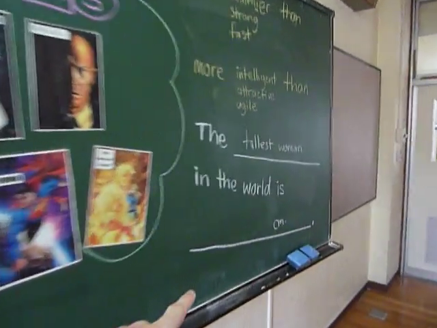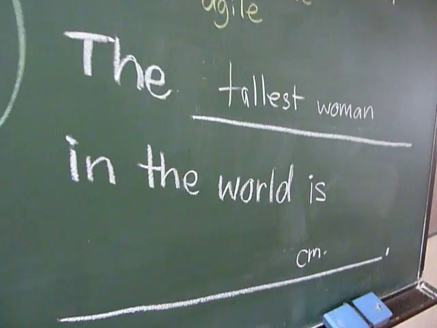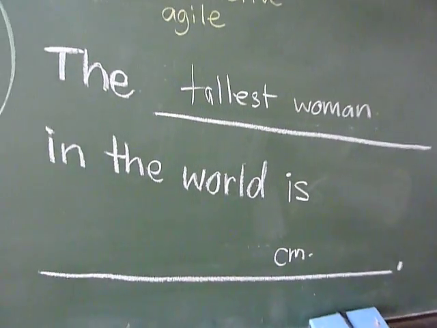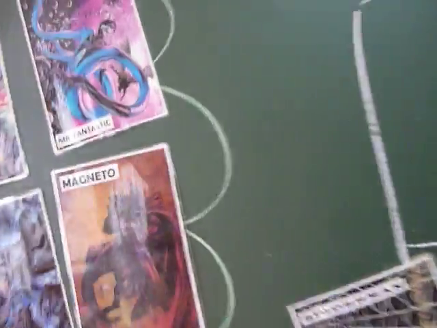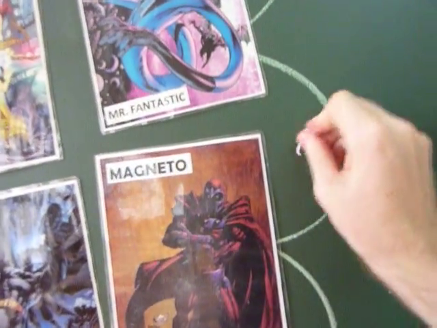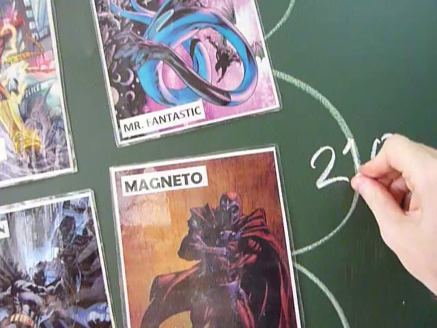So after introducing this picture, we will give this quiz question to the students. The students will have 30 seconds to think in their teams of their answer. Then after 30 seconds, we'll ask each team to give an answer. So, Team 1, what do you think? And they will say, the world's tallest woman is, let's say, 210 centimeters. Okay? Team 2, what do you think?